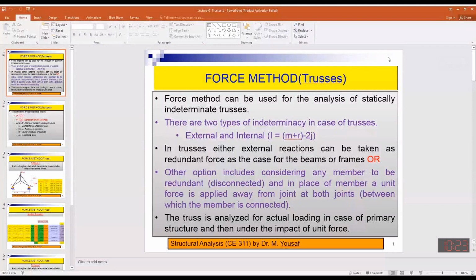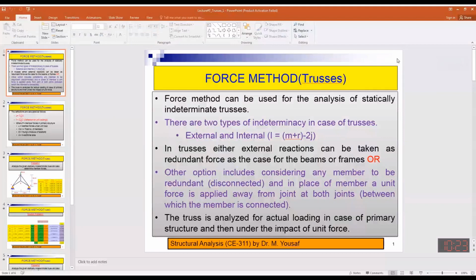So the force method can be used for indeterminate trusses, and the degree of indeterminacy can easily be found by the usual formula DOI = n + r - 2j, where n is the number of members, r the number of reactions, and j the number of joints. Why is it 2? Because at every joint you have sigma Fx and sigma Fy. The axial force can be resolved into two components along the global x-axis and global y-axis, so there are two equations at the joint.